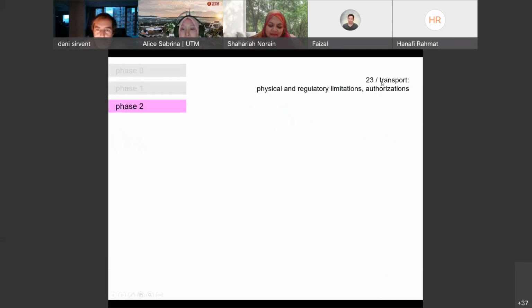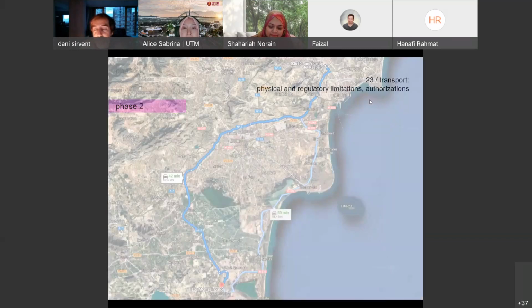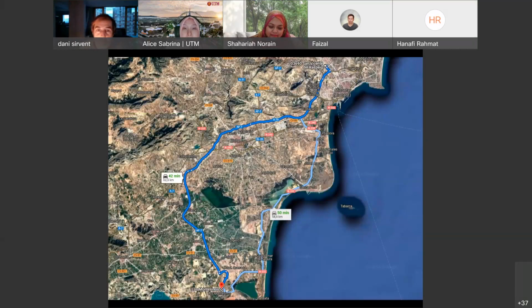So this is the 23rd ingredient, transport: the regulations, limitations, authorizations, and so on. This is an important part, because in the north part you can see Alicante, here is San Vicente, and here is also the university, in San Vicente. That means the factory is close to my university. It's only 1 kilometer.